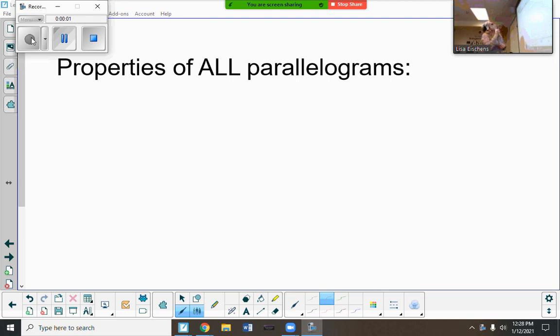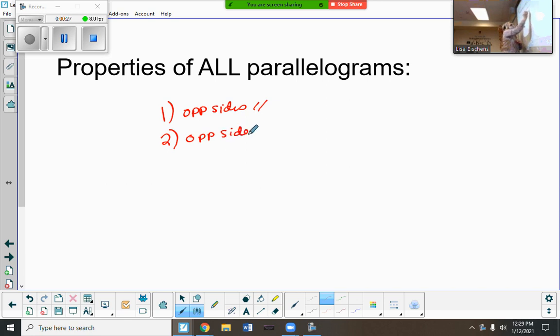This is lesson 6.4. And before we get into 6.4, I just want to review the properties of parallelograms. So if you have a figure that is a parallelogram, the things that we know is that by definition, opposite sides are parallel and opposite sides are congruent. And we know that opposite angles are congruent.